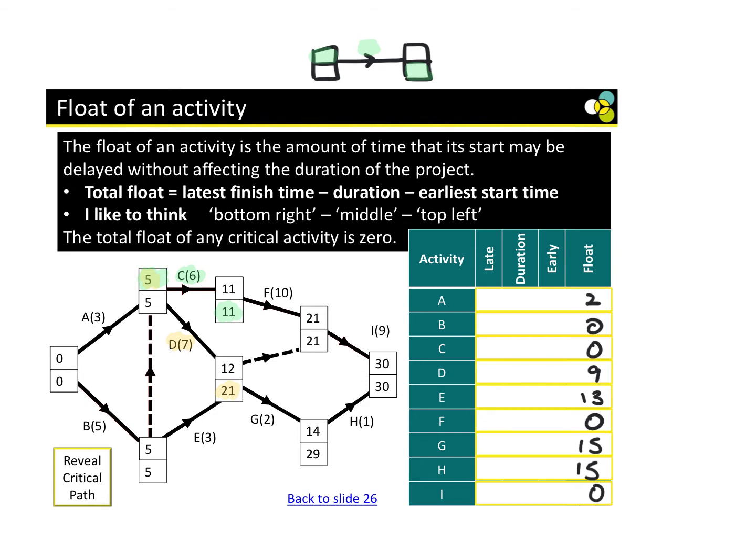Okay? Now sometimes they'll ask you to calculate the late, duration, early. You don't have to do that if you remember this up here. Okay? So now we're going to have a look at that and practice it.